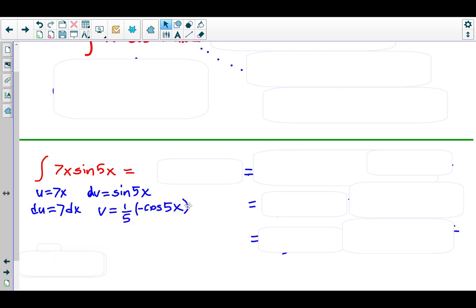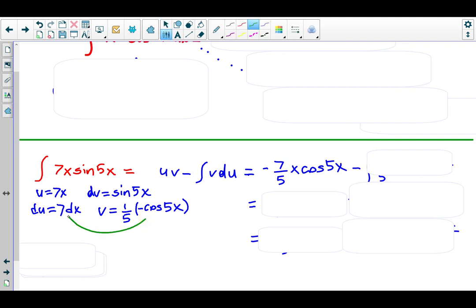And applying the formula, which is uv minus the integral of v du. So u times v will be 7x times this quantity. So you can put all the constants up front as negative 7 over 5 x multiplied by cosine 5x, minus the integral of v du. So we're going to do the integral of this quantity times that quantity, minus the integral of v du over here.